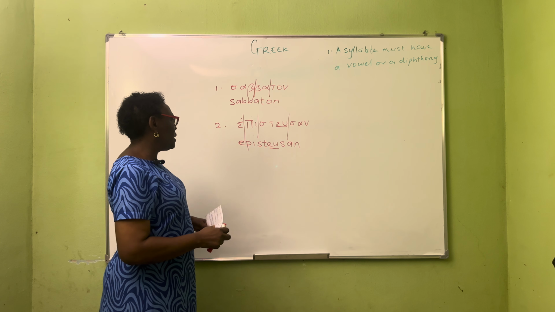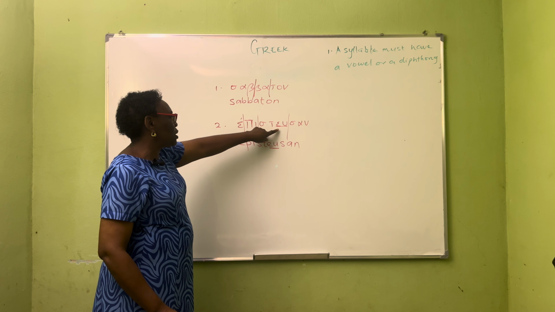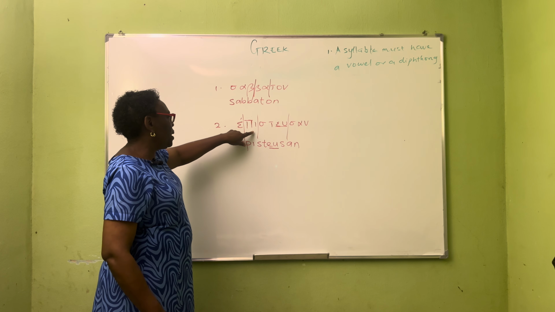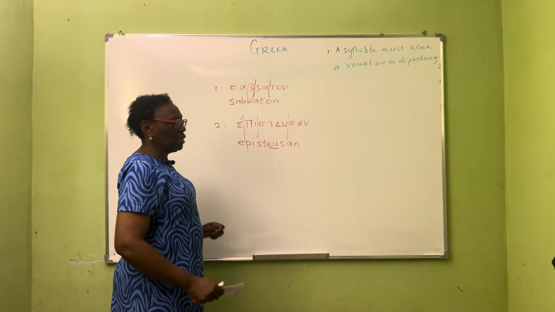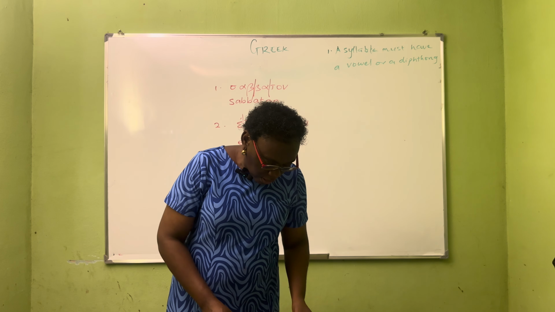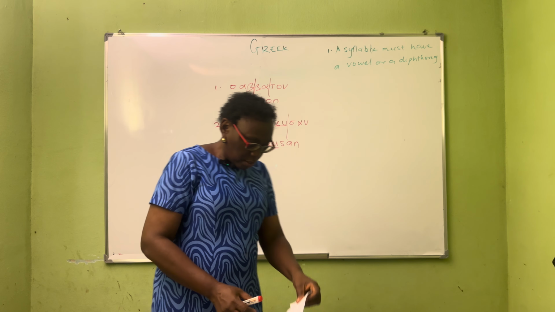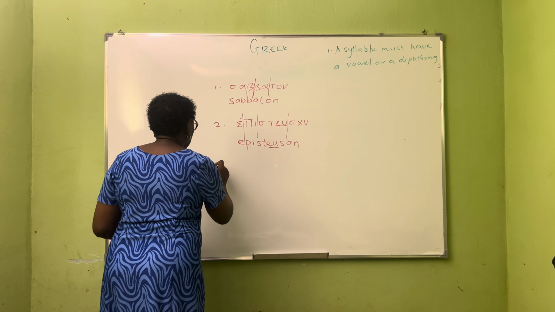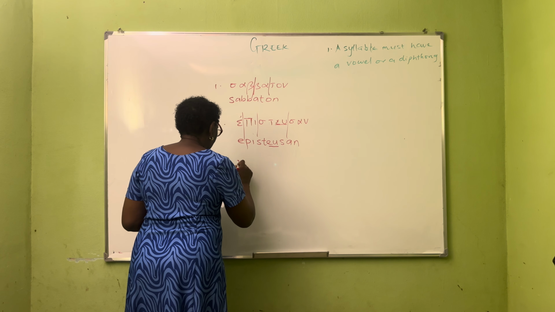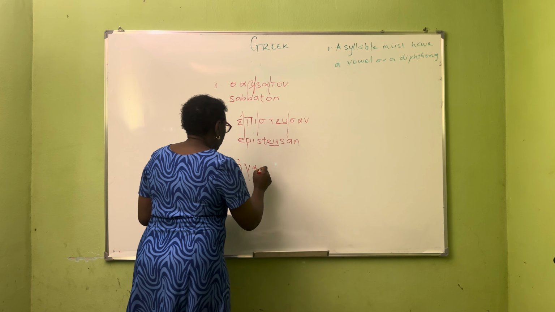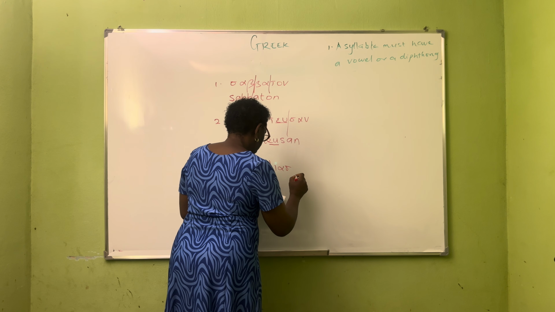So if we were to read it now, it will be epistusan, epistusan, and that will help you in your syllable division. Let me see if there's another one we can do. Let me try this last one as example for us. I want you to take note of this, and that should do in terms of your guide in pronunciation.